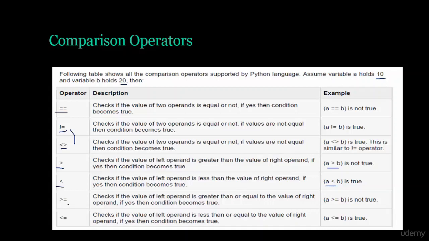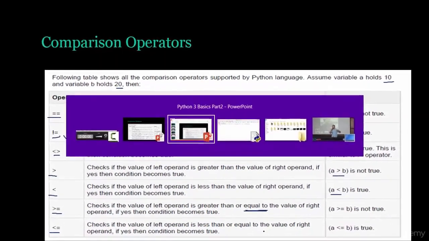Okay. This operator right here checks if the value of the left operand is greater than or equal to the value of the right operand. The only difference is the or equal. If yes, then the condition becomes true. If I say here A is greater than or equal to B, this will give us false because there is no equality between A and B. And this operator checks if the value of the left operand is less than or equal to the value of the right operand. If yes, then the condition becomes true. Let's try this in our Python shell.